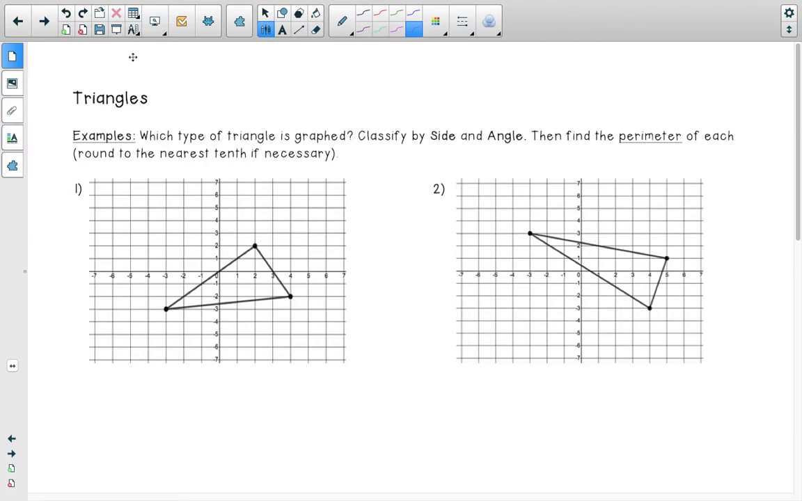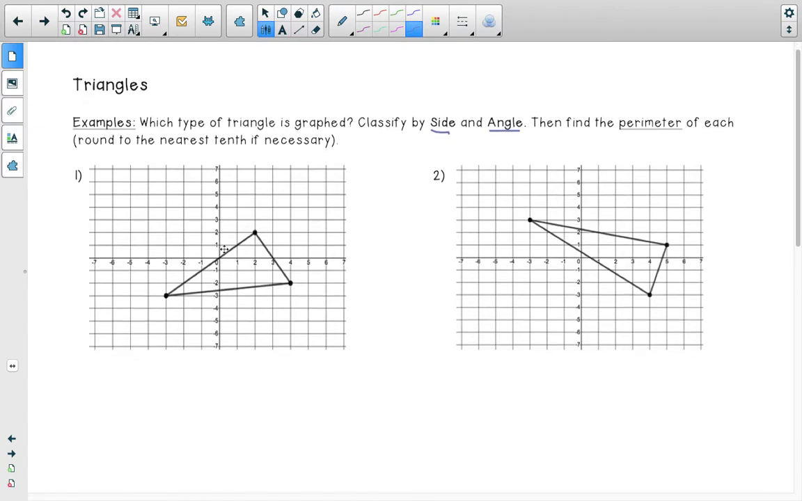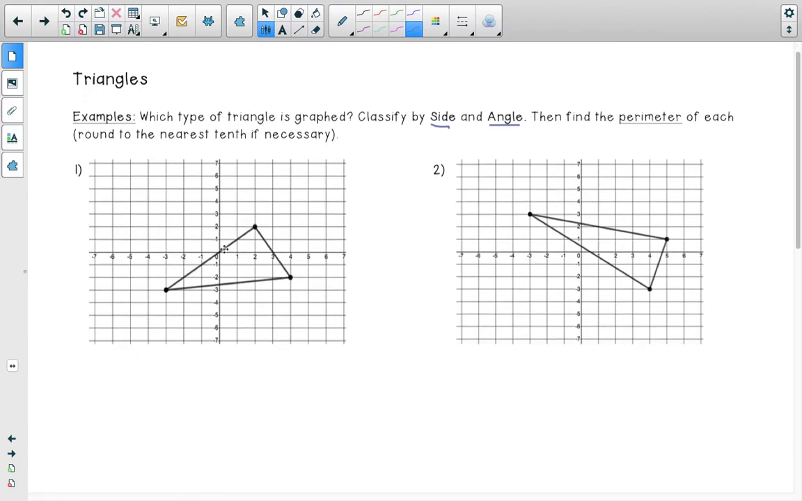So the first example says, which type of triangle is graphed? We need to classify by side and by angle. So there are two different ways we have to name our triangle. Then we need to find the perimeter of each. Perimeter means to add up all the side lengths, so no matter what, we have to find all the distances. We're going to round to the nearest tenth if necessary. To find the distances and slope, those are the two things that we're going to find every time.